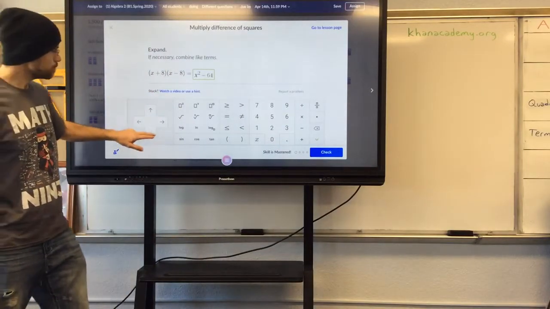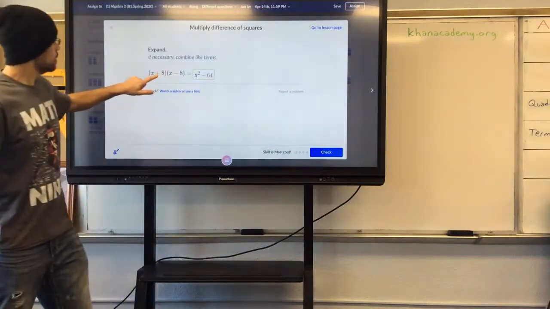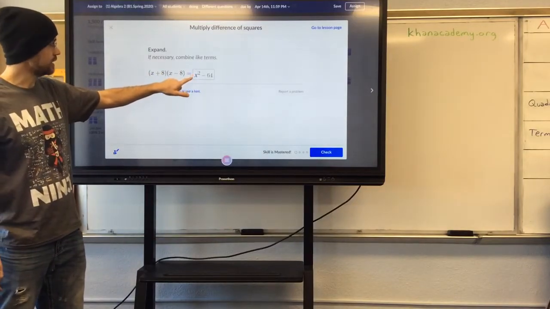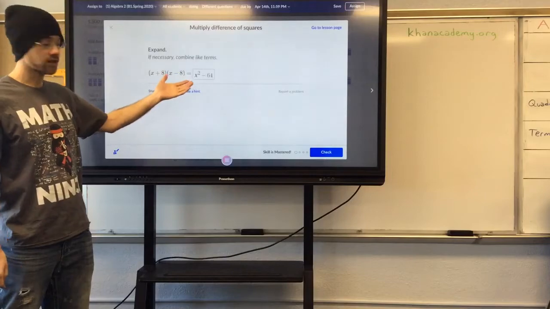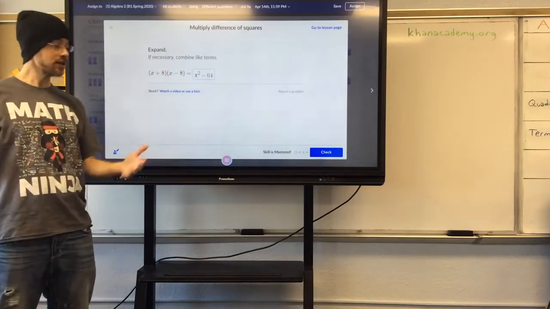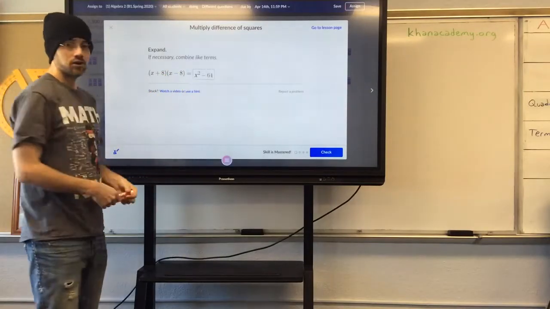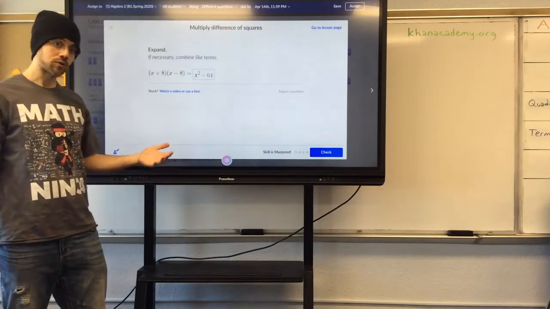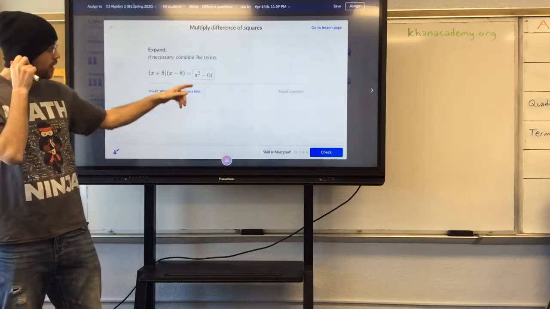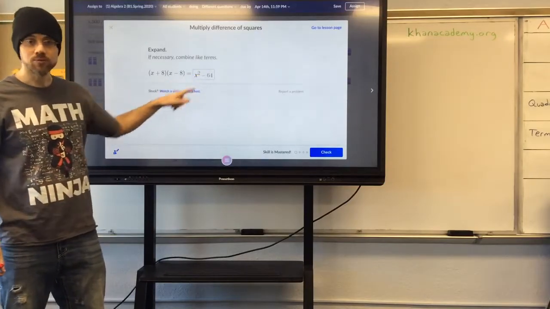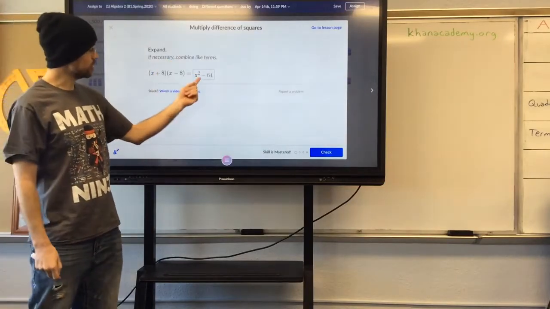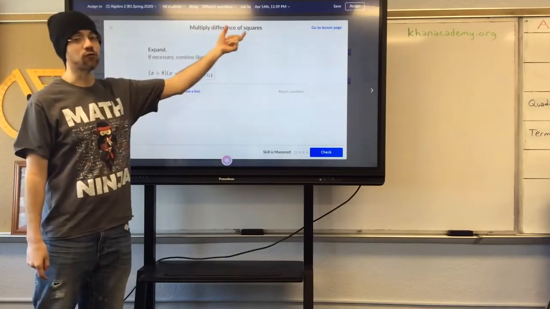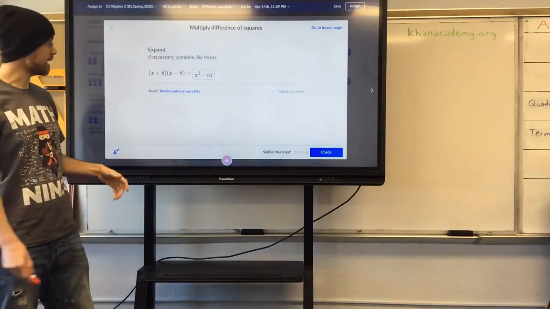Notice that the first monomial in this polynomial is a square number. We could take the square root of x squared. It would be x. The second number, 64, is also a square number. The square root of 64 is 8. And we're finding the difference between those two, right? So the difference, subtraction, the difference between two square numbers is a difference of squares. That's where it gets its name.